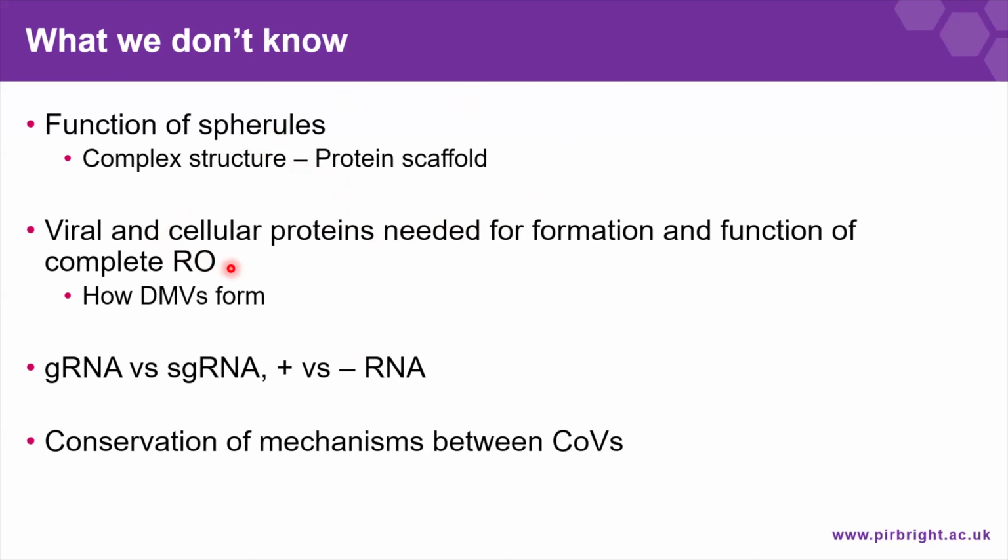We don't have a complete understanding of the viral and cellular proteins that are needed for formation and function of the complete replication organelle, although lots of proteins are being discovered all the time. And we don't know how DMVs form, particularly in infected cells. There's no clear picture around the organization of the different RNAs or even the proteins within the replication organelle. So genomic versus subgenomic, for example, positive versus negative RNAs, and that's something that we're quite interested in. And it would be good to get a clearer understanding of conserved mechanisms between coronaviruses.